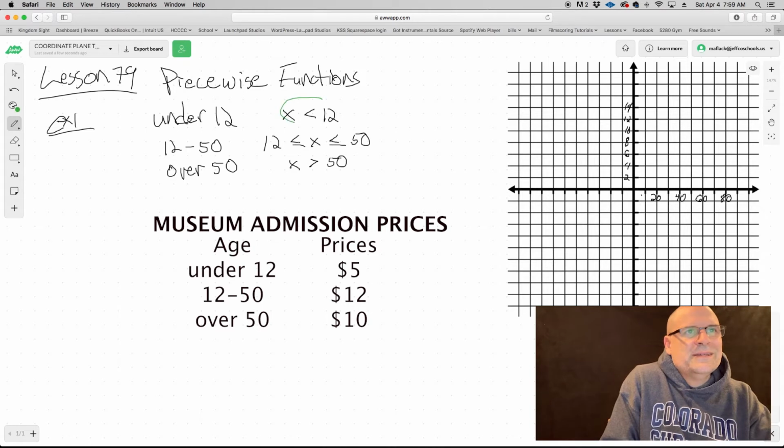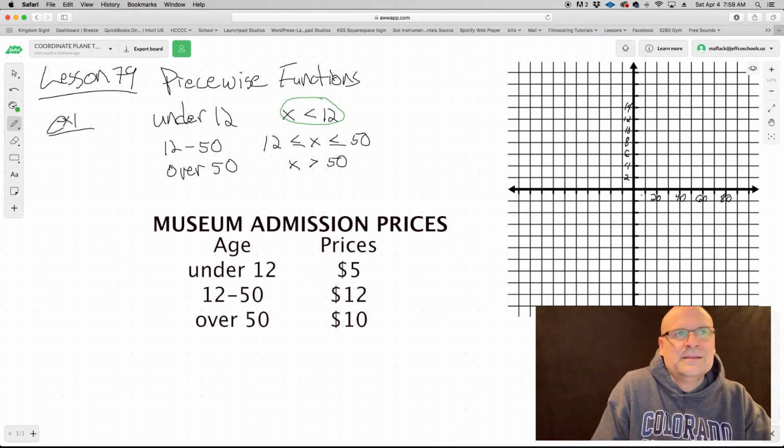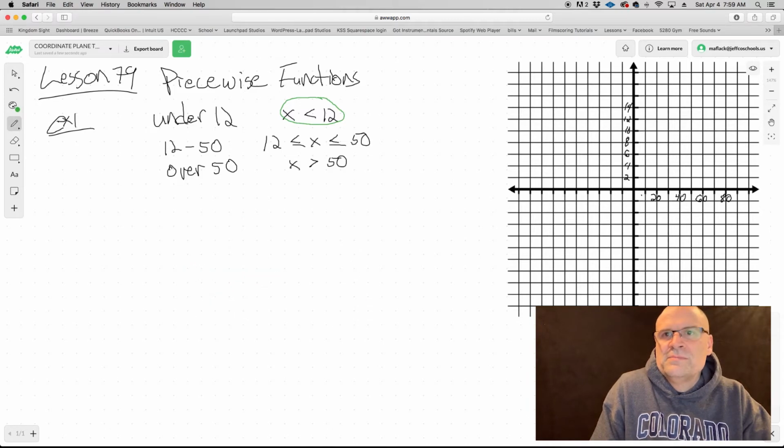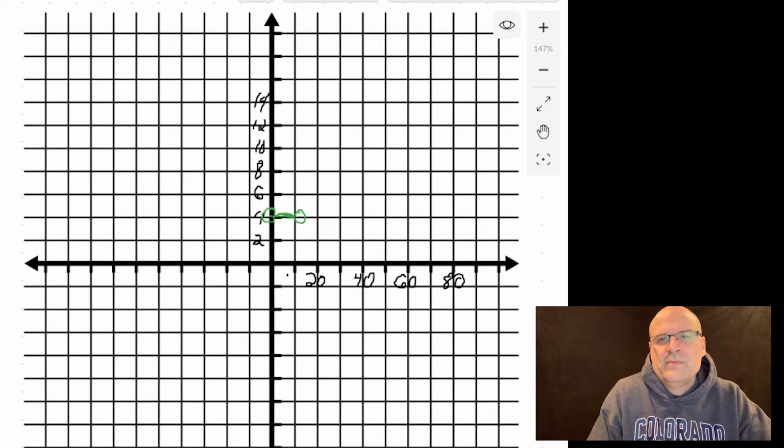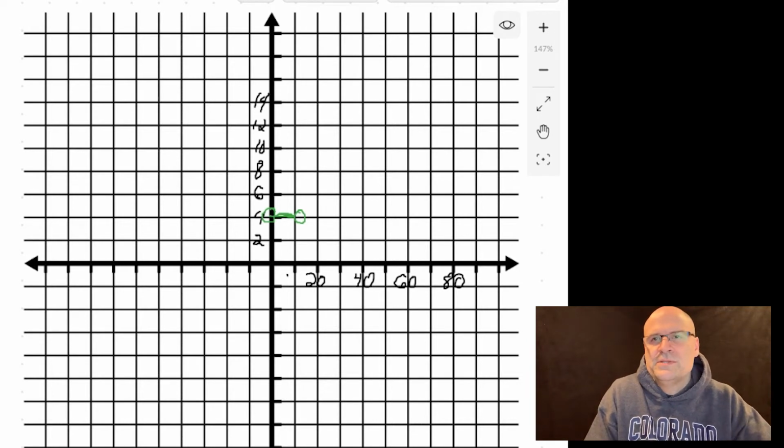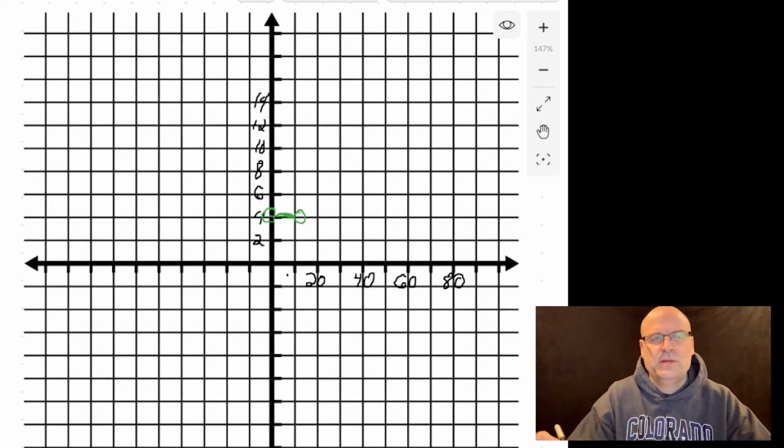So how do you say x is less than 12? All right, well, 12 is about right here. And how much is it for less than 12? It's $5. Boom. Okay, so this graph represents everybody under 12. All right, you can't be 0 and you can't be less than 0. So we're going to put an open circle on each end because we don't want it to include 12.